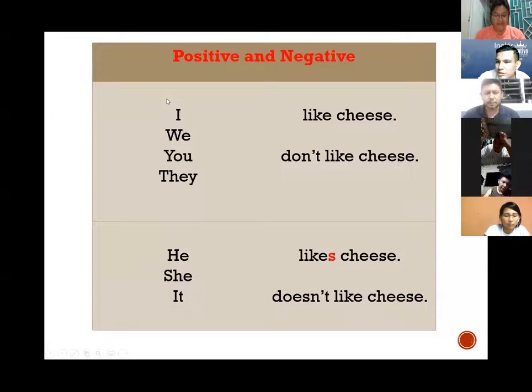Okay, as you remember, we have the subject. Tenemos los sujetos. Recordamos que en inglés siempre utilizamos los sujetos o los pronombres a la hora de hablar. Tenemos I, we, you, and they. We have the verb. In this case, it is like. Okay? We like cheese. They like cheese. Y tenemos la forma negativa. ¿Cómo es la forma negativa cuando utilizamos, por ejemplo, I, we, you, and they, Miss Brenda?